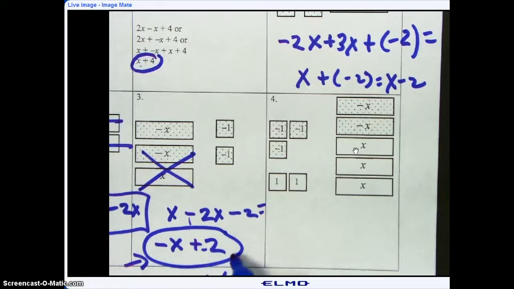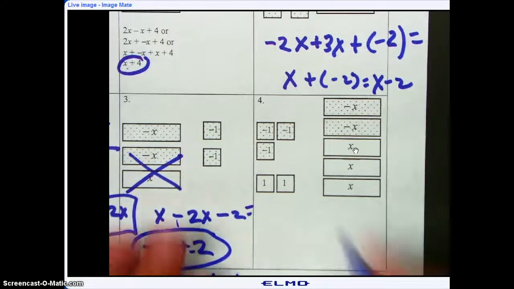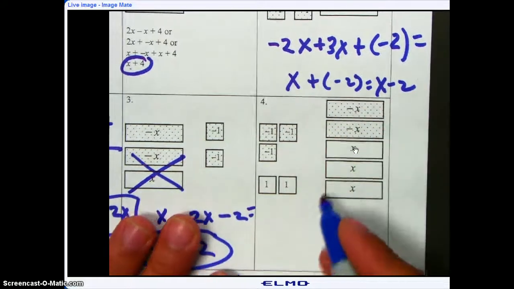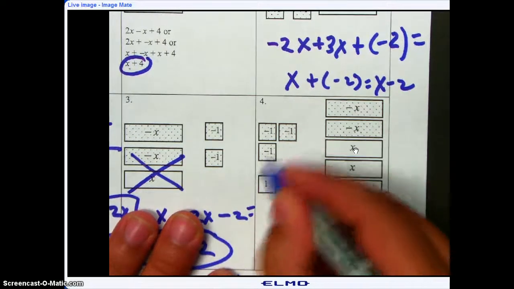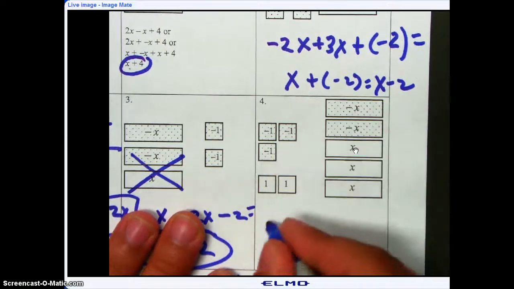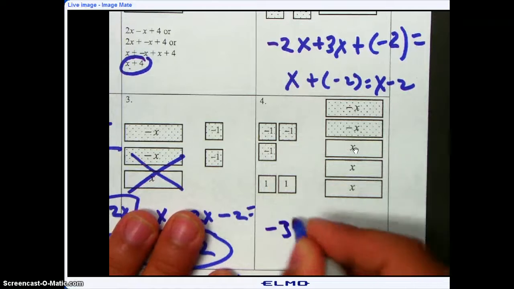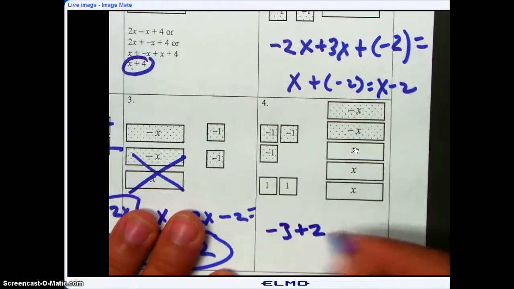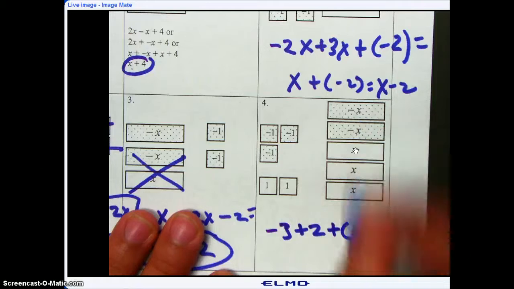It's negative x plus negative 2, or negative x minus 2. It's the same thing. All right, so let's talk about this one. I always like to put the x's first, but you could put the numbers first. How many negatives do I have with the numbers? 3, so -3. How many positives? 2, plus 2. All right, how many negative x's do I have?